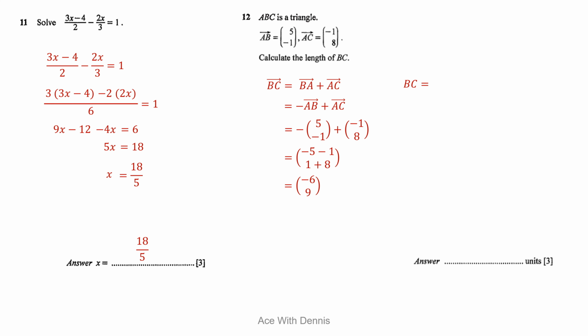Now we can apply Pythagoras theorem to find the length of BC, which is the square root of negative 6 squared plus 9 squared, which is the square root of 117, and the value is 10.8 units, rounded up to 3 SF. So 10.8 is the answer.